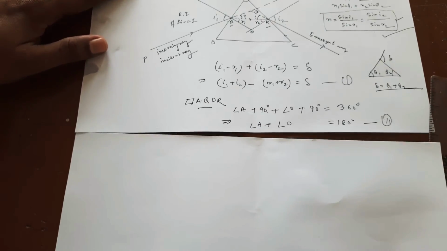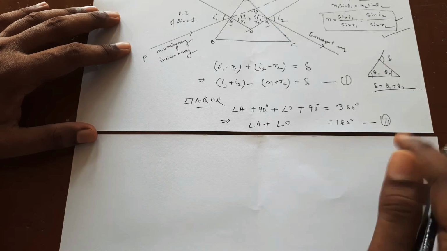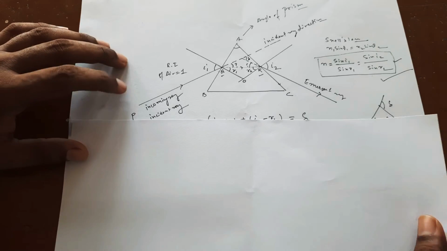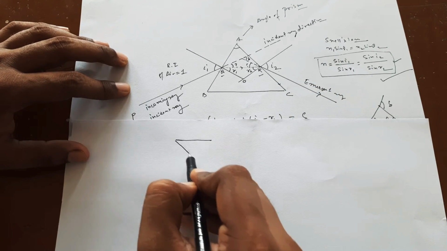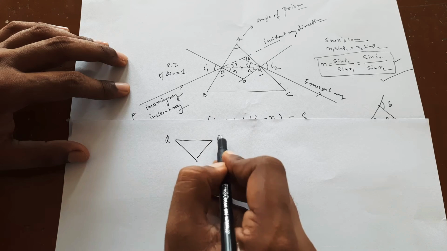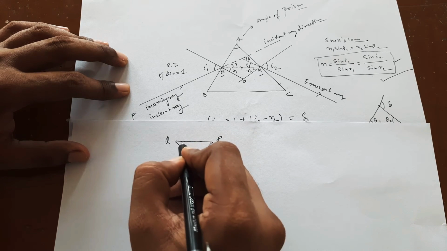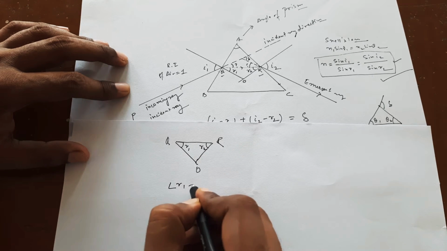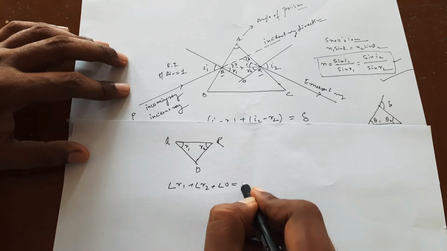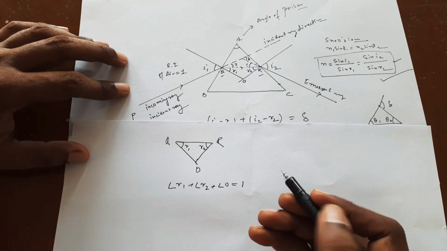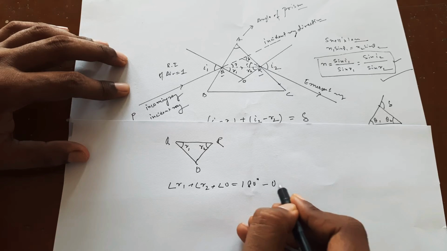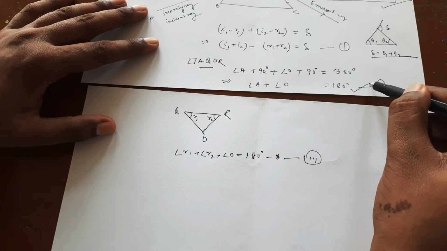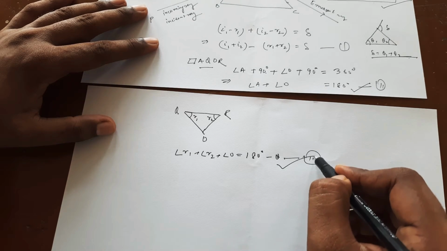Now angle A plus angle O is equal to 180 degree. Similarly, here in this triangle QRO, this one is Q, this one is R, this one is O. This one angle is R1, this one is R2, and this one is O. So angle R1 plus angle R2 plus angle O is equal to the sum total of all the interior angles of a triangle, which is 180 degree. Okay, so see here, this is our third expression.